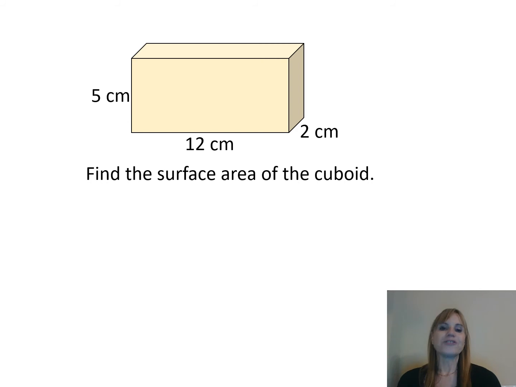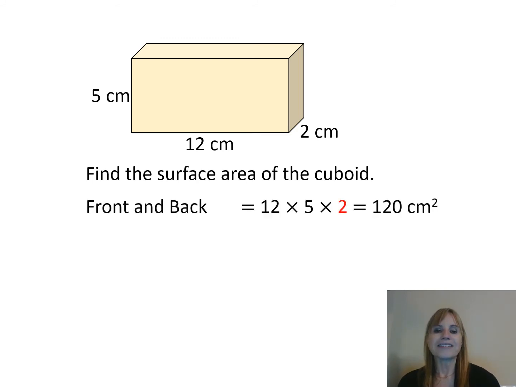Here's an example of doing that without drawing a net. So if I look at the front and back of my cuboid, I can see that the base is 12 and the height is 5. Now because 2 of those sides are the same, I can just do 12 times 5 and double that answer to give me 120 centimetres squared.